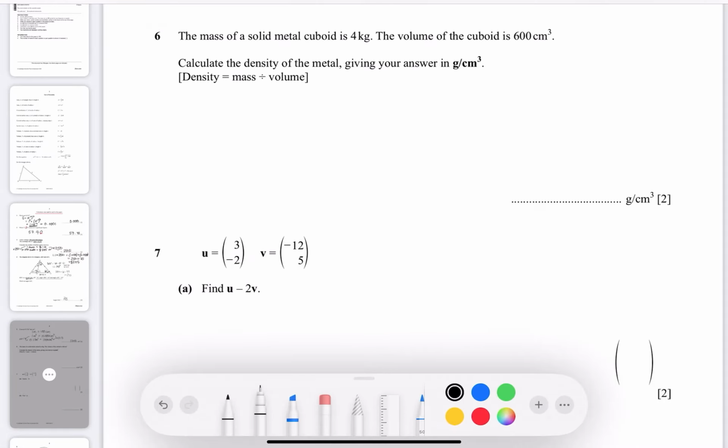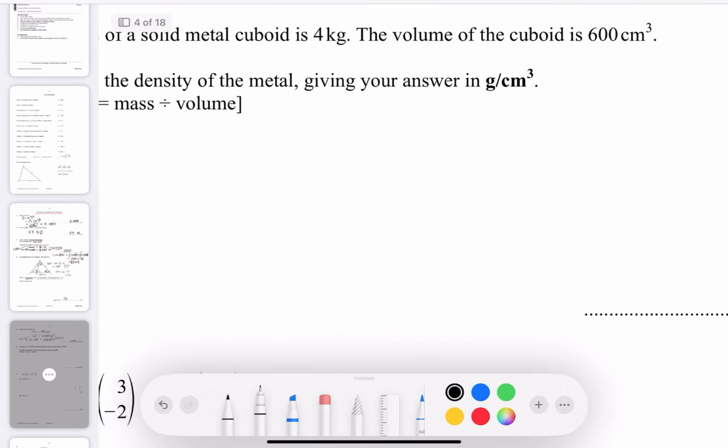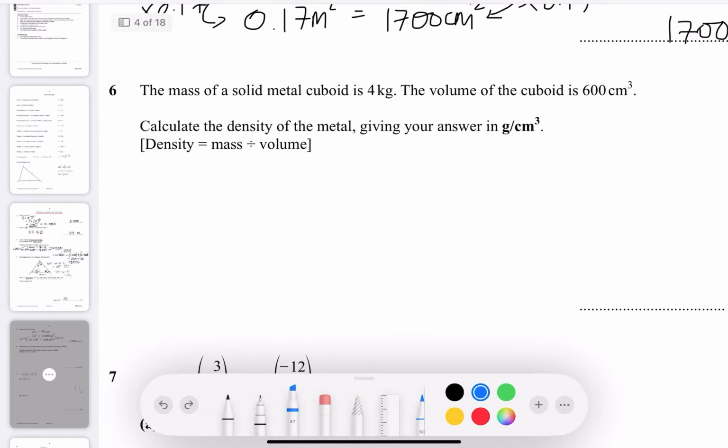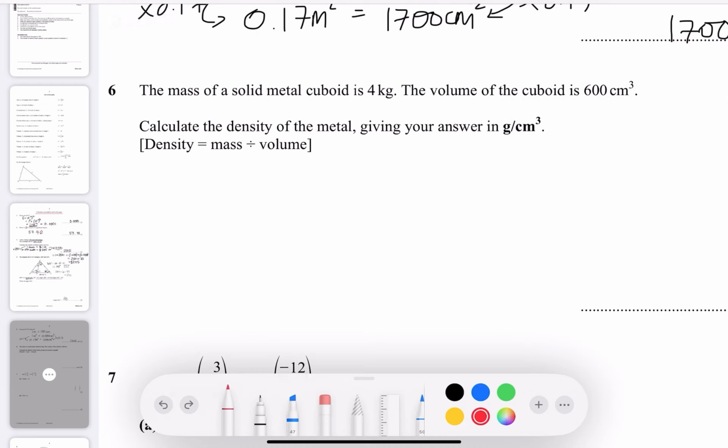Now, we're given the mass of an object is 4 kilograms and the volume is 600 centimeters cubed. Calculate the density of the metal, giving our answer in grams per centimeters cubed. So we should always pay attention to bolded words in questions. The reason why this is bolded is because they've given it to us in terms of kilograms, here 4 kilograms, but they're asking us for grams instead. So the first thing you should do is just convert it. So 4 kilograms is equal to 4,000 grams.